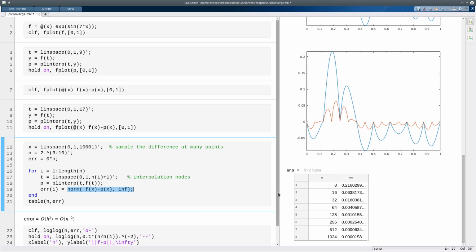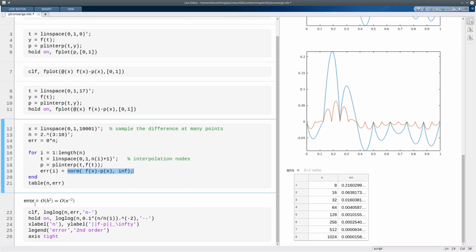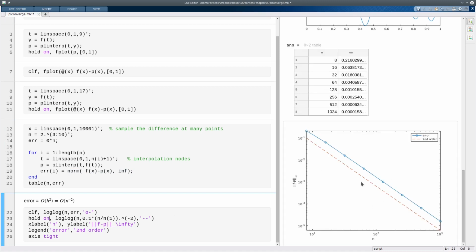Or if we want to see second order convergence, since error is proportional to h squared, h is proportional to 1 over n. It's the spacing between the points. So the error is proportional to n to the minus 2. That means we want to show it on a log-log graph, and we should get a straight line at least as n goes to infinity. And in fact, we get something that's extremely straight even for smaller values of n.